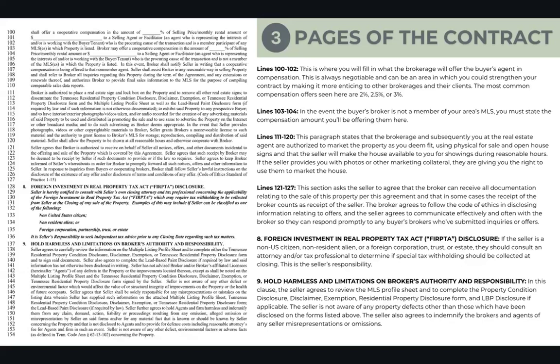Lines 111 to 120. This paragraph states the brokerage and subsequently you, as the real estate agent, are authorized to market the property as you deem fit, using physical for sale and open house signs, and that the seller will make the house available to you for showings during reasonable hours. If the seller provides you with photos or other marketing collateral, they are giving you the right to use them to market the house.